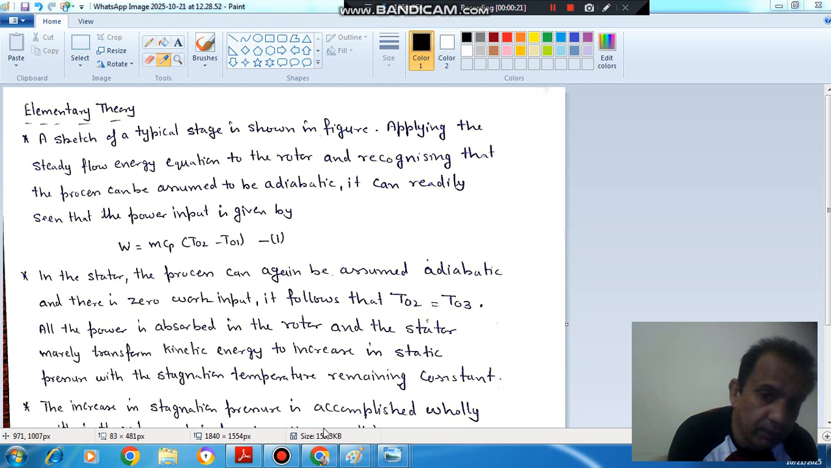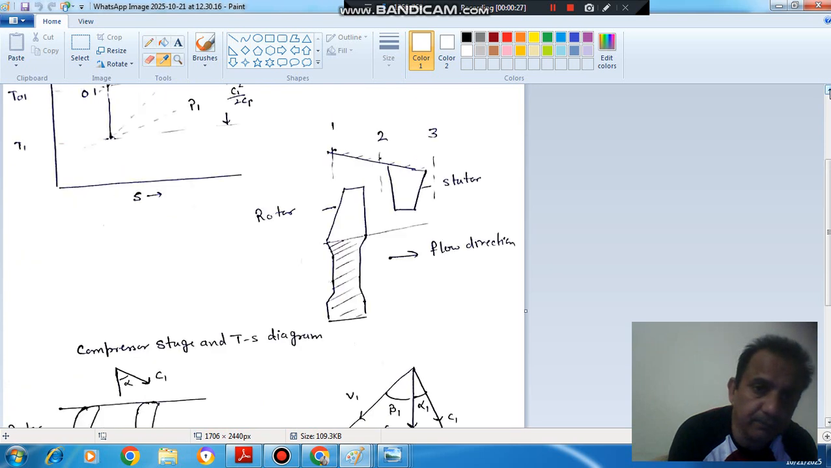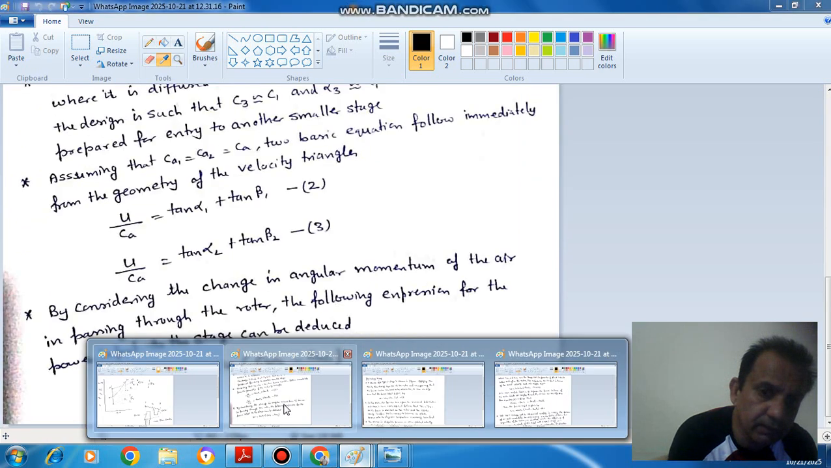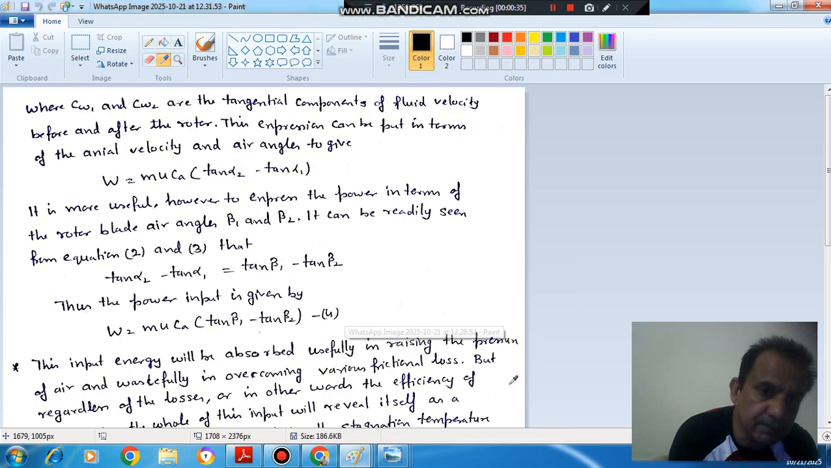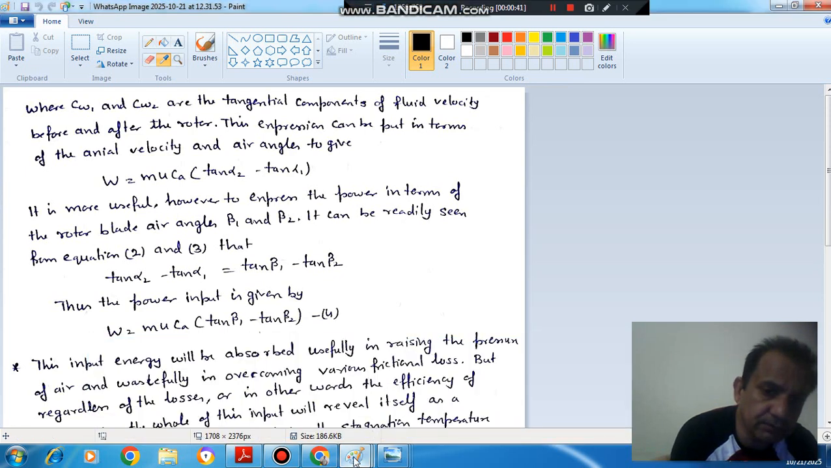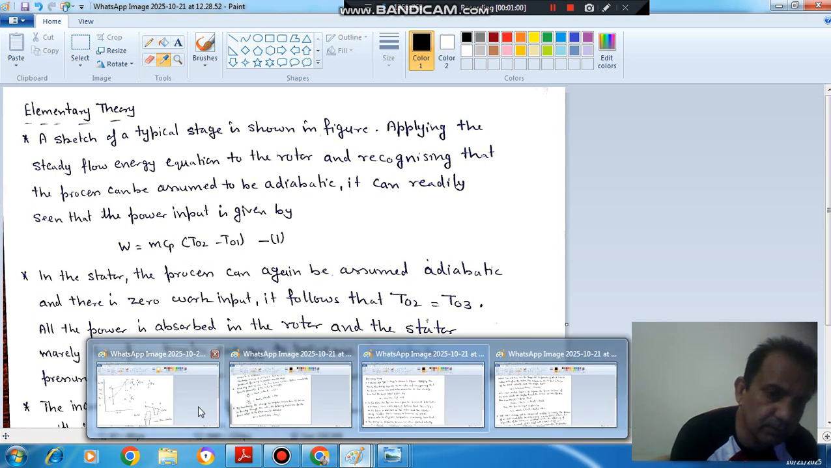And here first we discussed the TS diagram, and then from that diagram we obtain the work done as W is equal to m Cp (T02 minus T01), where T02 is the stagnation temperature of air leaving the rotor, and T01 is the stagnation temperature of air entering the rotor. m is mass flow rate, Cp is your specific heat at constant pressure.